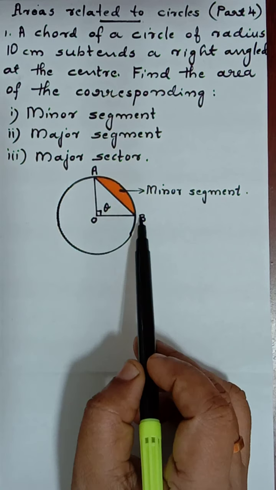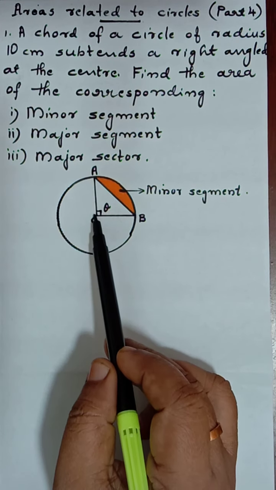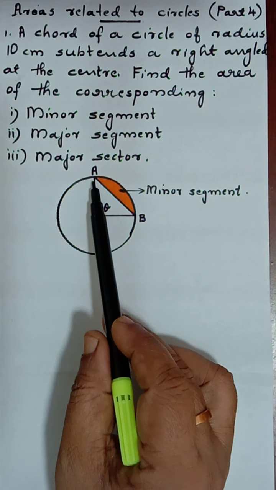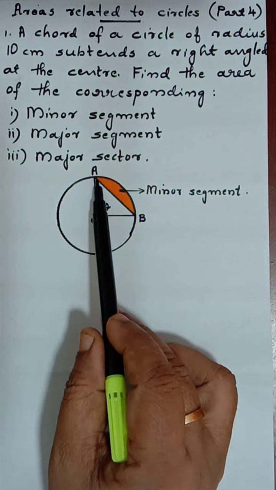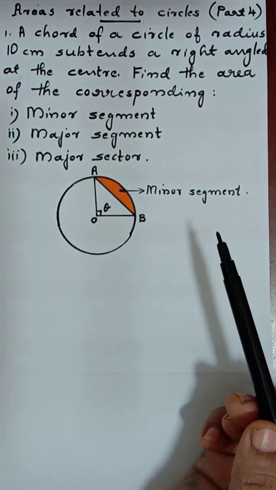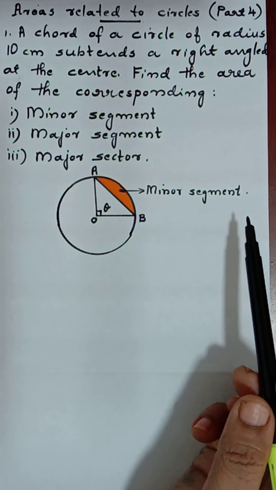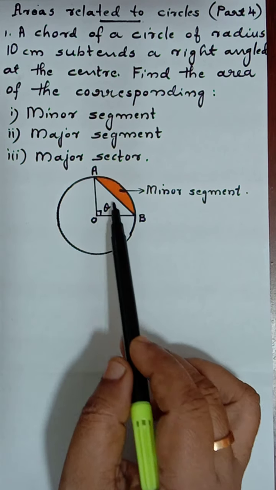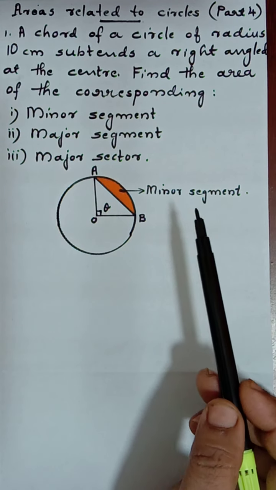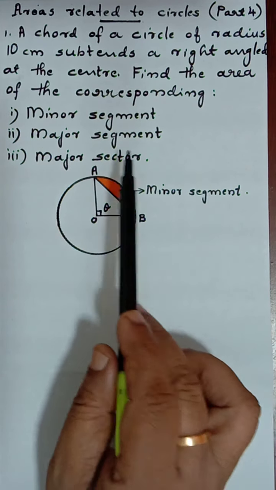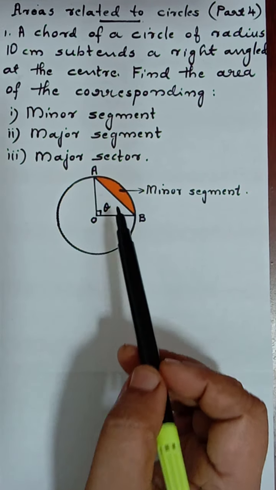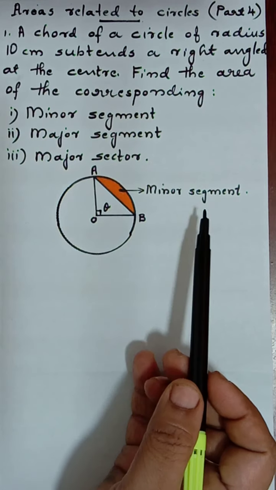This chord AB is subtending means forming. So from A and from B, we have OA and OB forming an angle theta that is equal to 90 degree. So it's given that it's a right angle. So chord AB is subtending a right angle at the center. Find the area of the corresponding minor segment. Minor segment means this orange colored area is called minor segment.